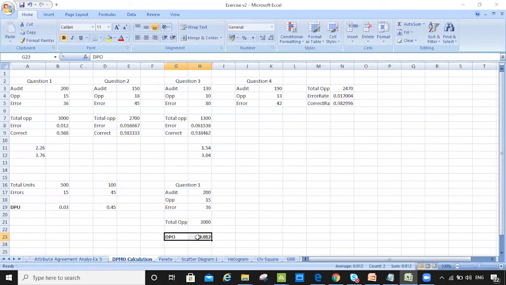So that's the difference between DPU and DPO. In DPU, it's either pass or fail, total units, and how many of them are errors. Here we have prepared total units of 200, but each unit has some opportunities, and therefore it became 3000 total, and the error count is 36. So that's how we calculate DPO. Let's take another example.